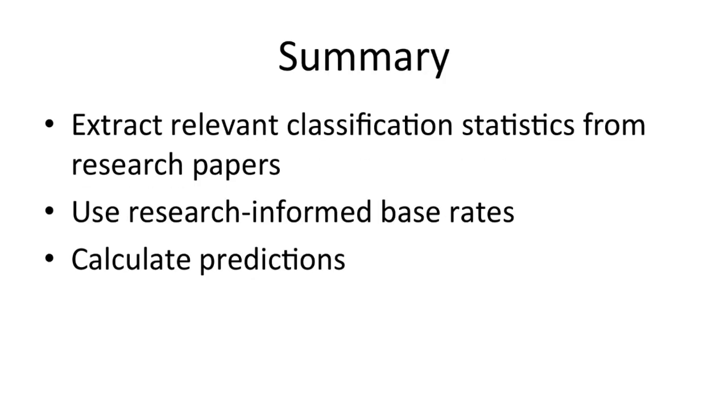So in summary, you should be able to extract relevant classification statistics and throw them on that matrix. Use research-informed base rates. You have to go to the literature, and sometimes you have to go to your own clinic's data to find those things, but really what you're trying to find out is how often do these things occur if I knew nothing else. And now you should be able to calculate predictions by using your likelihood ratios, your odds, and the information that was included on the prior slides.